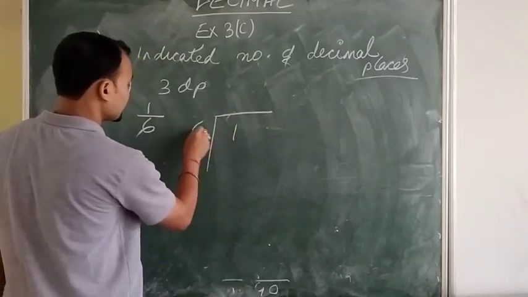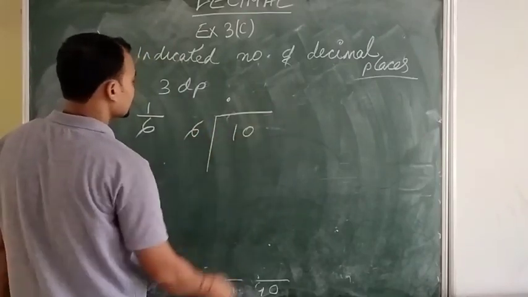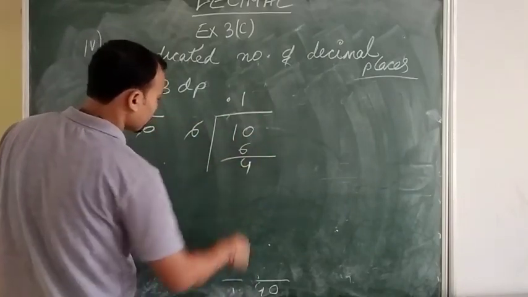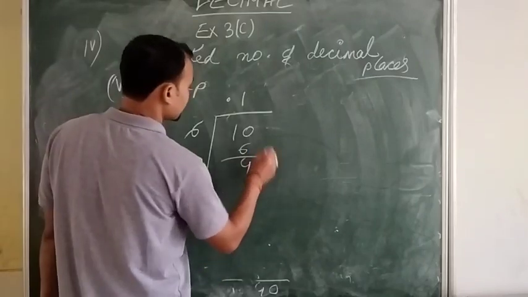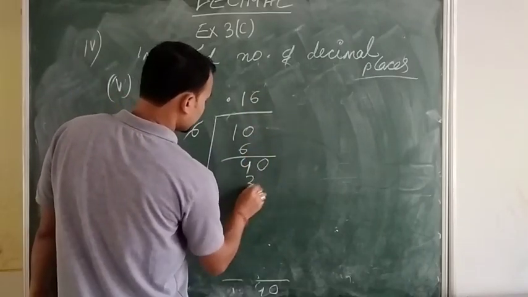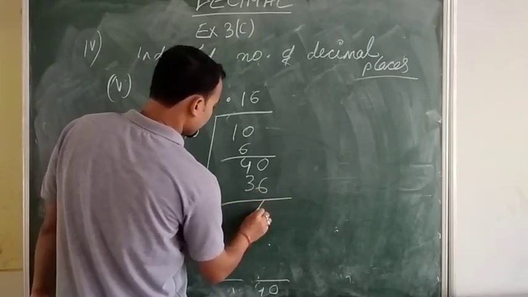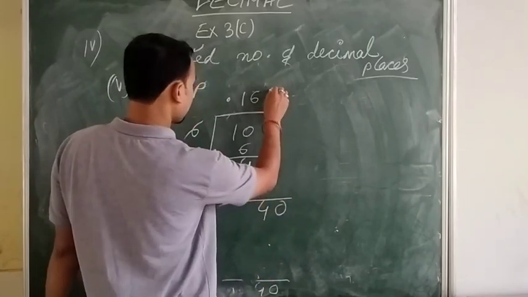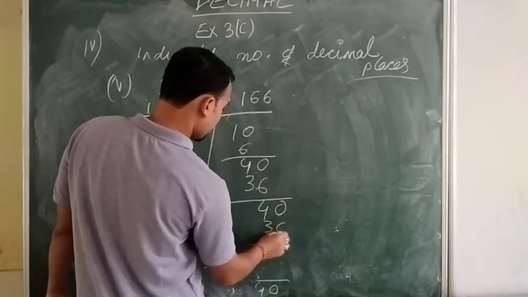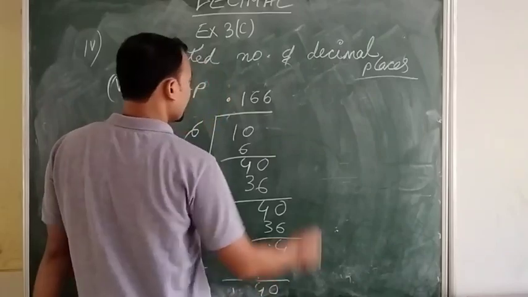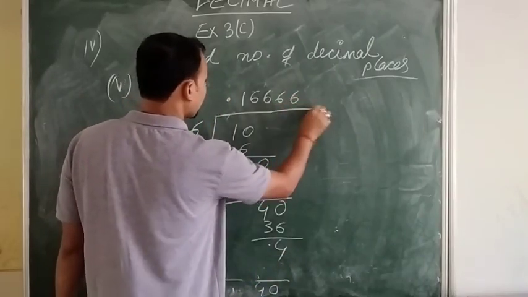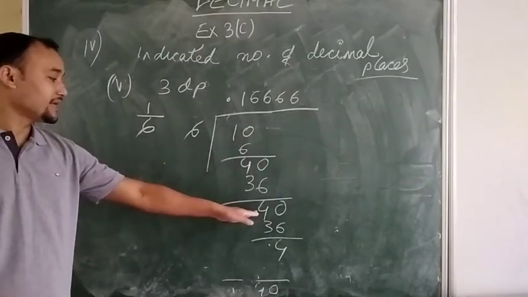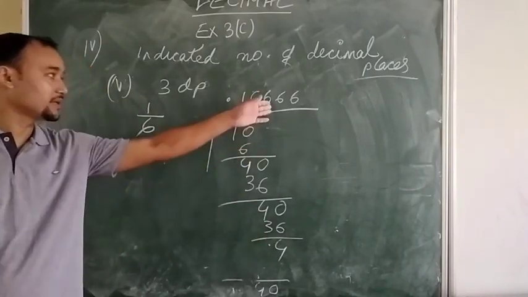1 by 6, put a decimal point. 1.0 gives 10, 6 goes once, remainder 4. Okay, 40 is coming, 6 times 6 is 36. Again the same thing, 4 is coming. We will continue with 6. Yes, 6 times 6 is 36. It will continue, we will have more 6s, because the remainder is always 4. That's why we are putting 6 always.